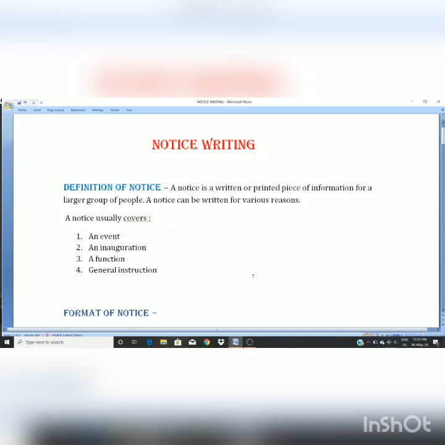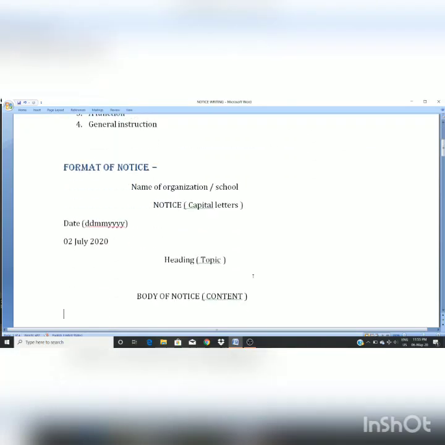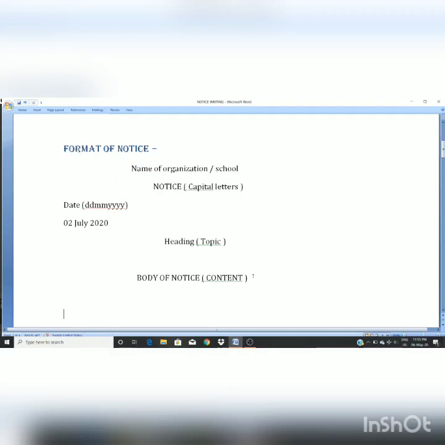So those 45 students can read your notice easily. Okay, so why do we write a notice? A notice usually covers an event, an inauguration, a function or general instructions. So basically we can write a notice for any of these reasons. Let us see the format of a notice.